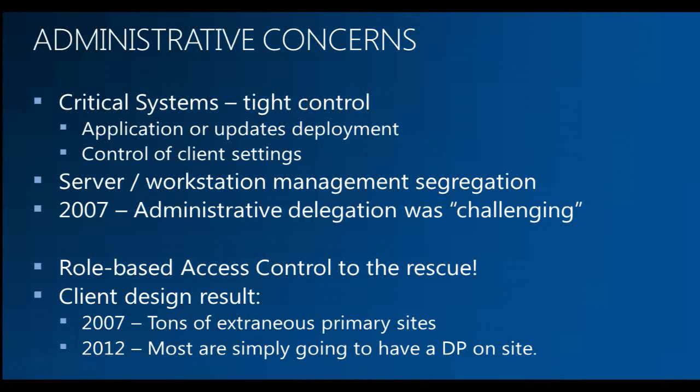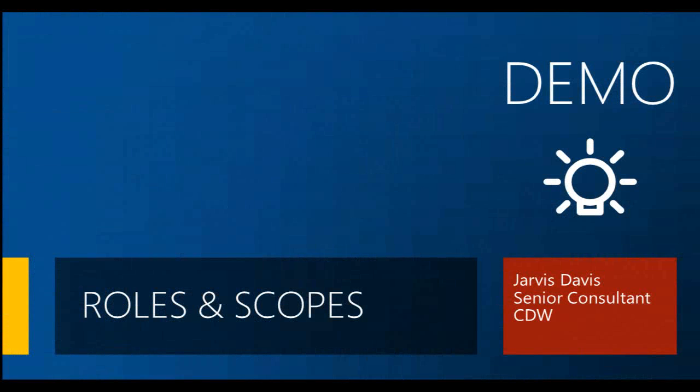With role-based access control in 2012, this pretty much solves the issue. For most situations, we can separate it out to where this is no longer a reason to have a separate primary for that situation. In my client design, in 2007, I said they had a lot of extraneous primary sites for this reason. In 2012, most of those locations are going to be handled by a simple distribution point. There's a couple of secondaries in there, but I don't think any of those are for this reason. It wouldn't help anyway. But we don't have any extra primary sites because of this reason. So that leads us to demo number 2.